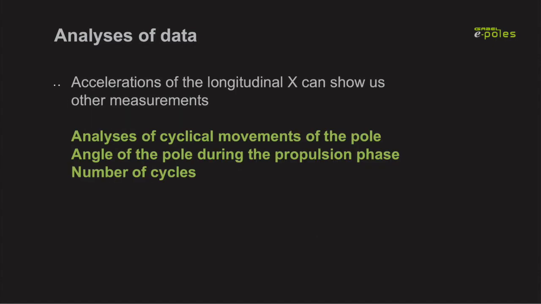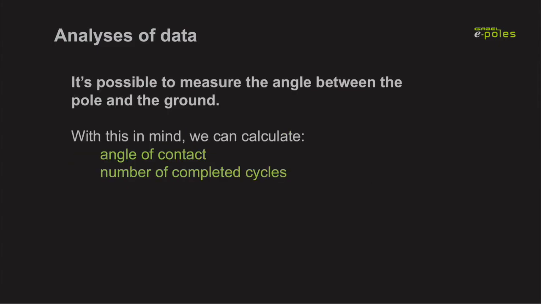Thanks to the data of the longitudinal X, we can come up with other measurements of pole movements. For example, the angle of the pole while on the ground in the static position. It's also possible to measure cyclical movements of the poles and also the angle between the poles and the ground.